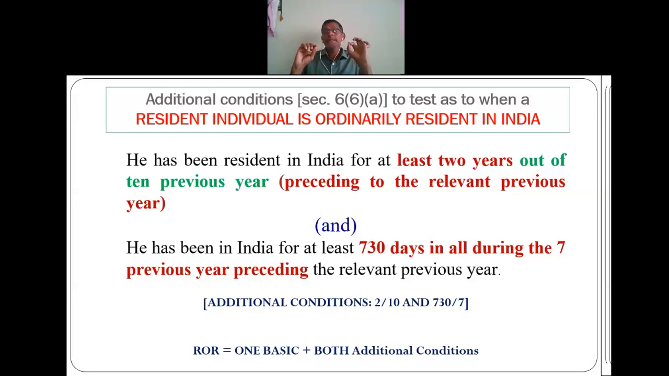So this is a compulsory condition. If you are satisfied, then you are a resident with ordinary residence. This is the first condition about determination of residential status. Look at the additional conditions: 2 out of 10 years and 730 days out of 7 years. Therefore, to retain the resident with ordinary residence category, one basic condition should be satisfied, plus both additional conditions are to be satisfied. If these conditions are satisfied, then the individual will be treated as resident with ordinary residence.